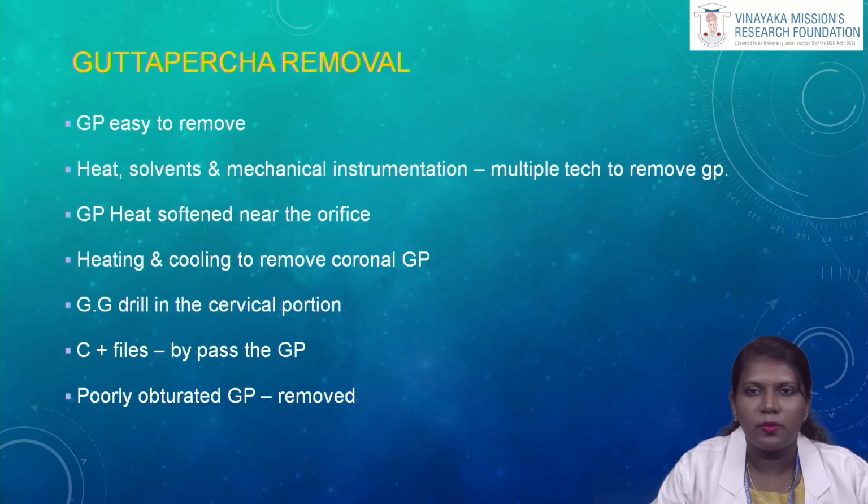Gutta percha removal. Gutta percha is usually easy to remove, and we can remove it by heat and solvent methods and instruments. We can go for multiple techniques. We have to remove the gutta percha, and the GP is heated and softened near the orifices. Heating and cooling is used to remove the coronal GP. Gates Glidden drill in the cervical portion was used. C+ files were used to bypass the GP. Poorly obturated GP was removed easily.